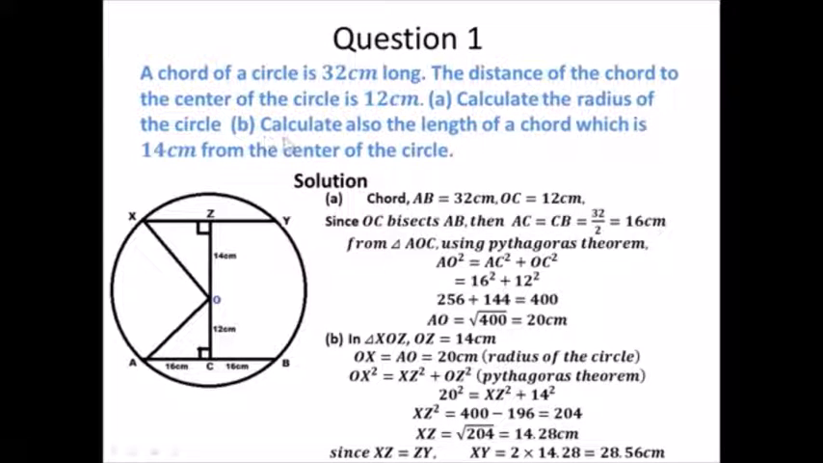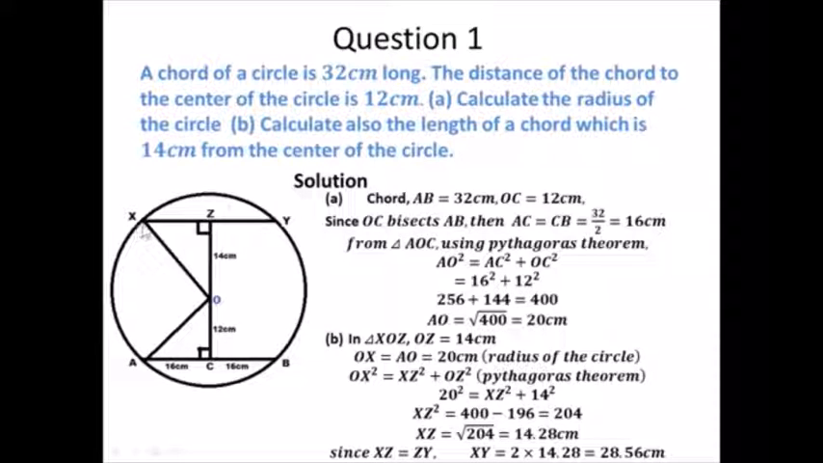Then question B says to calculate the length of the chord which is 14 centimeters from the center of the circle. That means there's another chord in that circle, and we have to calculate its length. That's why I have chord XY here. We are told that it's 14 centimeters from the center of the circle, so from O to this chord is 14 centimeters. This line forms an angle of 90 degrees with the chord because of the last theorem we talked about last time.